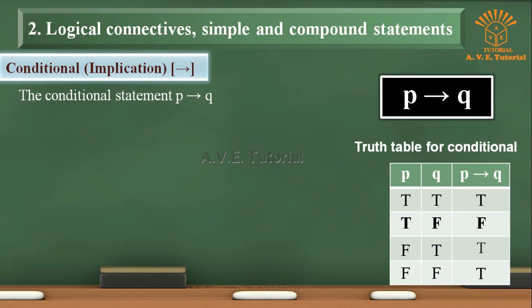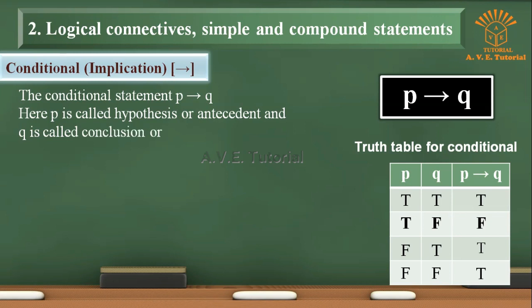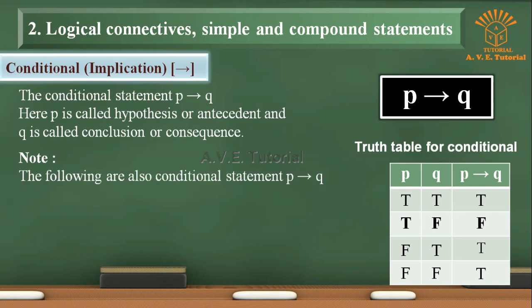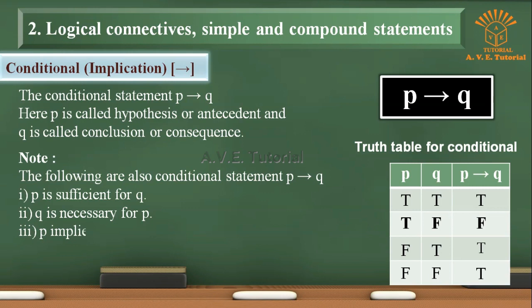P implies Q. Here P is called hypothesis or antecedent, and Q is called conclusion or consequence. Note, the following are also conditional statement P implies Q. First, P is sufficient for Q. Second, Q is necessary for P. Third, P implies Q. Fourth, Q follows from P. Fifth, P only if Q.